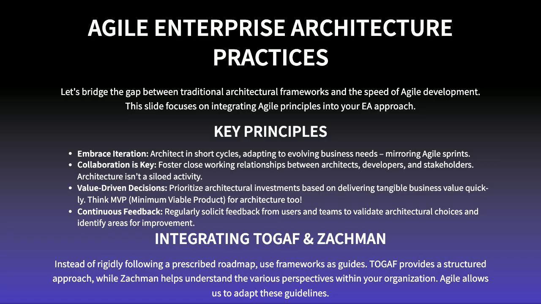Think of it like this: instead of trying to follow every step exactly, we embrace iterative cycles, much like in agile sprints. Collaboration between architects, developers, and business stakeholders is absolutely crucial. Architecture shouldn't happen in isolation. And most importantly, let's focus on delivering value quickly. Prioritize architectural investments based on what will give you the biggest impact, just like an MVP for software. Finally, constantly get feedback from your teams and users to ensure your architecture decisions are still aligned with their needs.